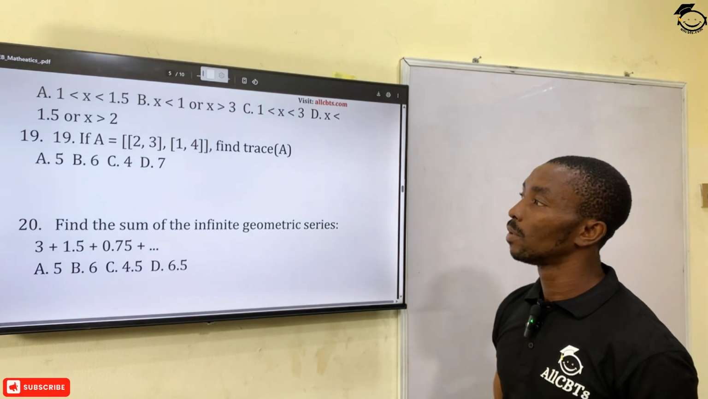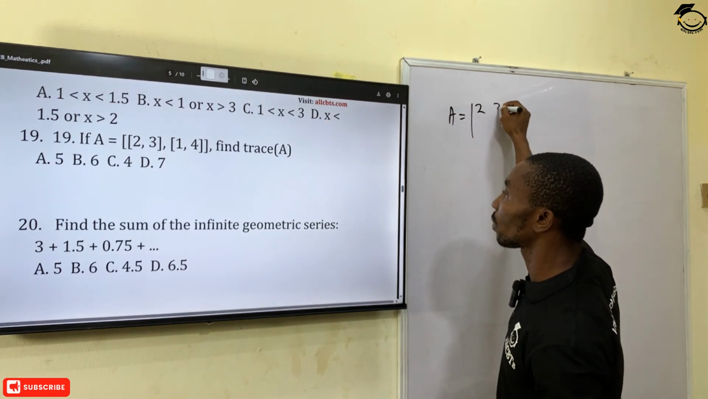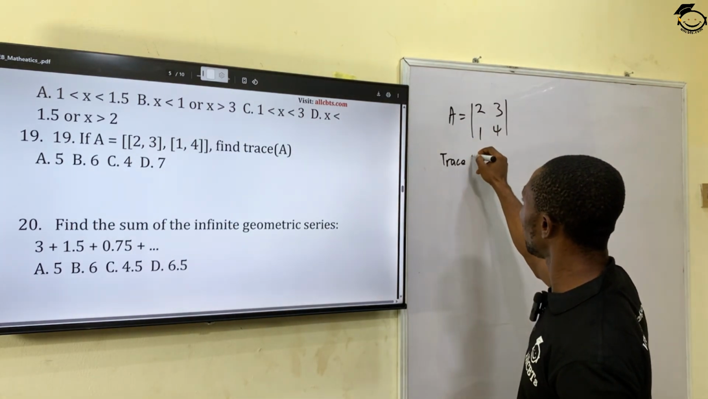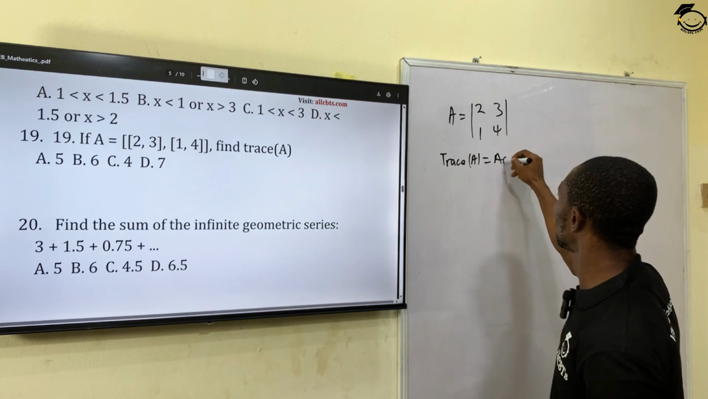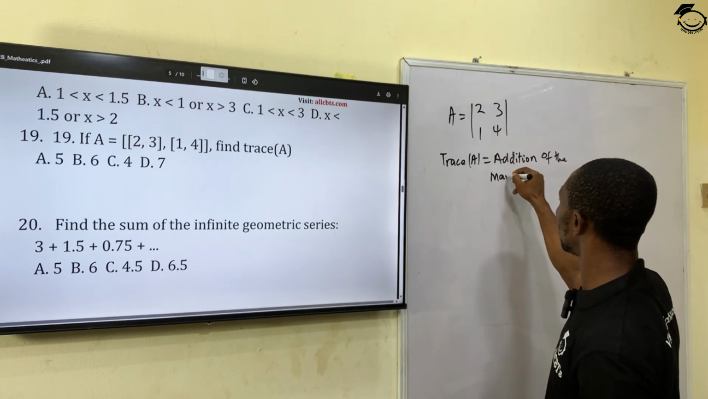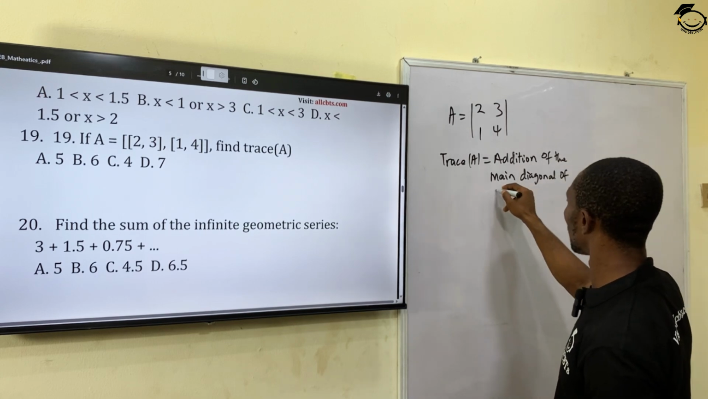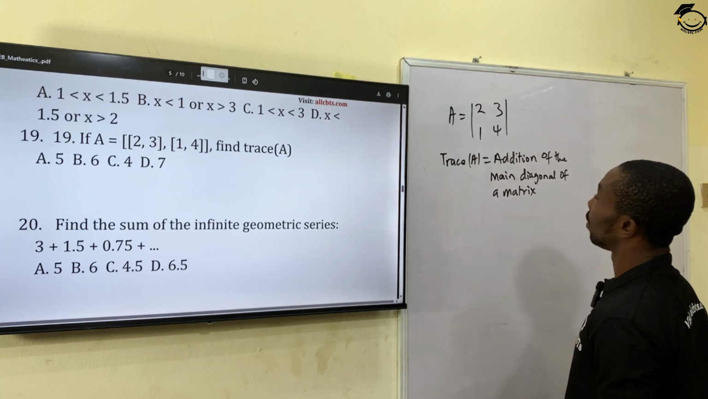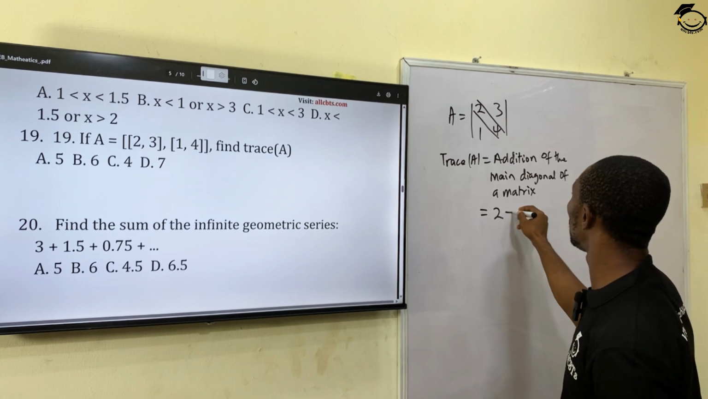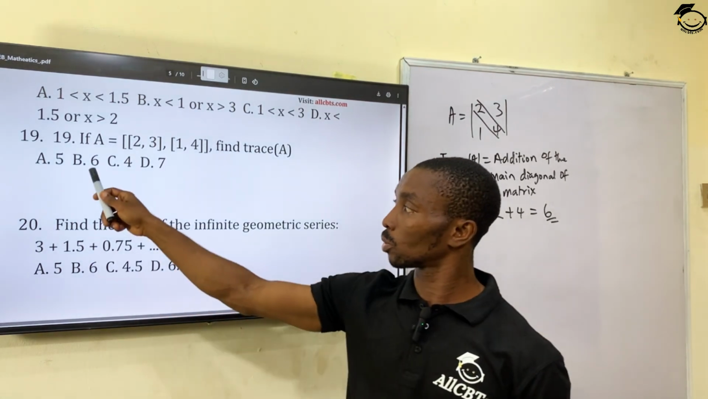If our matrix A equals 2, 3, 1, 4, it says find trace A. Now trace A is the addition of the main diagonal of your matrix. Alright, now in this matrix, this is our main diagonal. So our trace A will become 2 plus 4, which will give us 6. So our answer will be 6, which is option B.